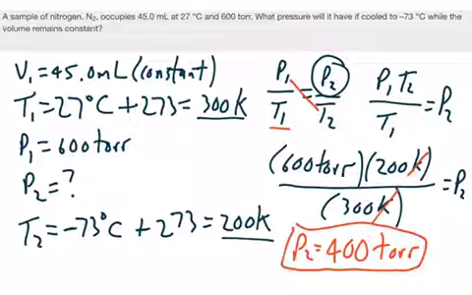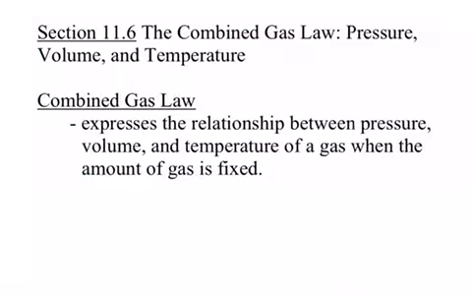Now, what about if we had a situation where neither pressure, volume, nor temperature were constant? The only thing constant was the amount of particles, which is measured in moles. Well, then we're talking about something called the combined gas law. And here, the relationship is between pressure, volume, and temperature. The only thing being held constant is the amount of gas. That's the only thing that is fixed, which is the moles.